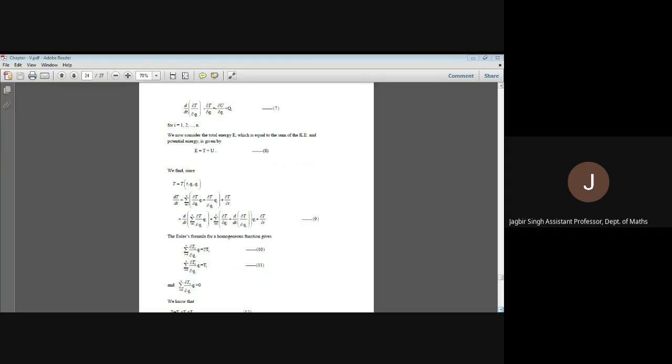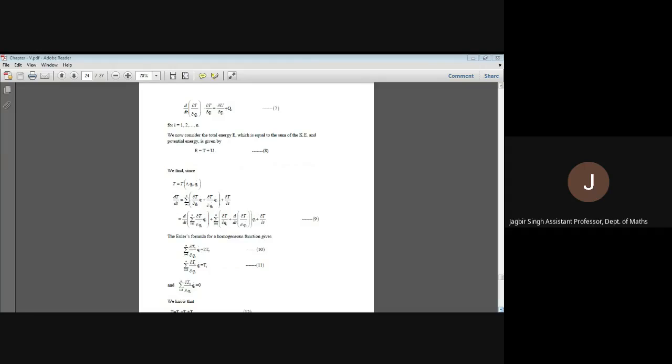It was: if u is a homogeneous function of degree n in variables x and y, then x into ∂u/∂x plus y into ∂u/∂y will be equal to n times u. Here T2 is a homogeneous function of degree 2 in q1 dot, q2 dot, up to qn dot. So the summation i from 1 to n of ∂T2/∂qi dot into qi dot will be equal to 2 times T2, degree into the function.